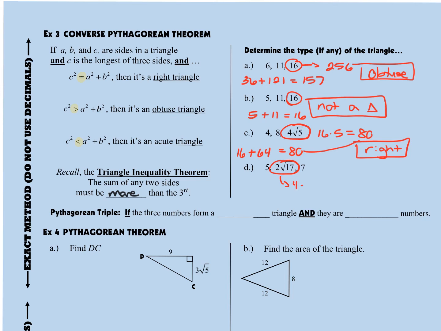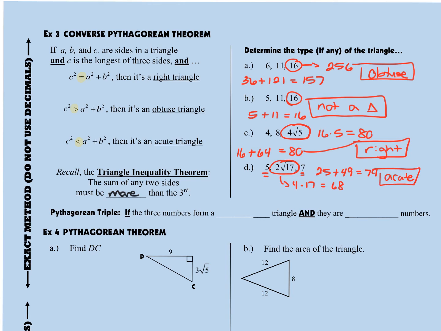So let's square that. That's going to give us 4 times 17, which is 68. Squaring the remaining 2 and adding them together is going to be 25 plus 49, and that's going to give us 74. So now what we're going to see is that our c squared is smaller than the other sum, so this triangle would be acute. We're going to work with these quite a bit, but it's important that you know those rules.